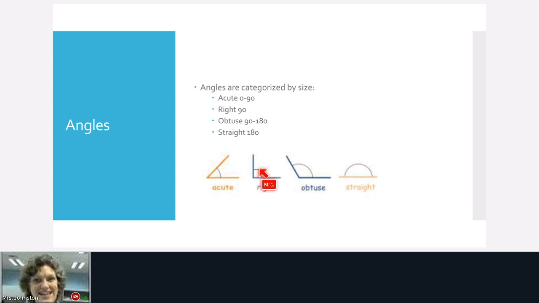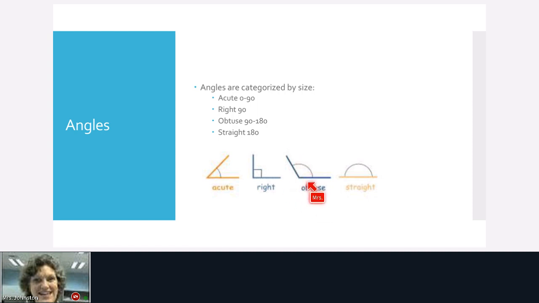If it has exactly 90 degrees and forms a corner, then it's called a right angle. And this would be like the corner of your computer, the corner of your table. Most things that we build and are sturdy are formed with right angles.